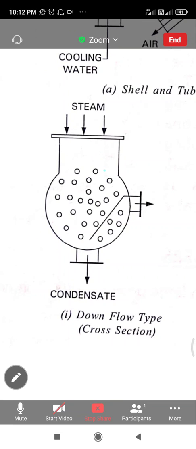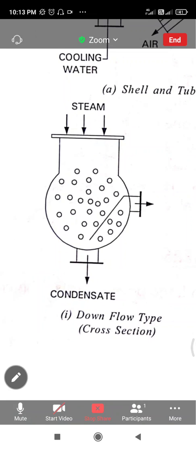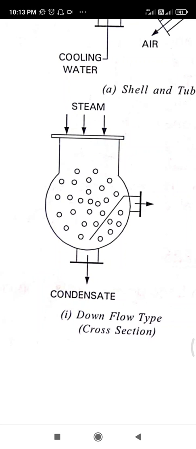The exhaust steam enters at the top. You can see here, the exhaust steam enters from the top and flows downwards over the tubes through which the cooling water is circulated. The steam is condensed and the condensate is extracted at the bottom by the condensate pump.